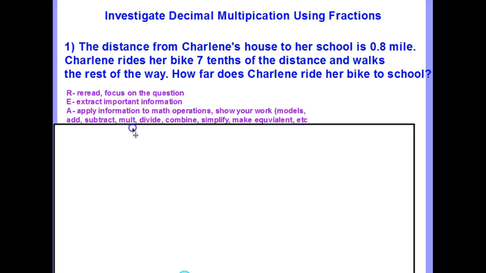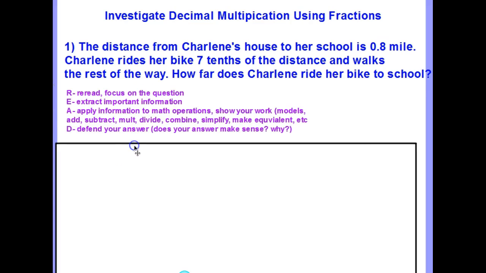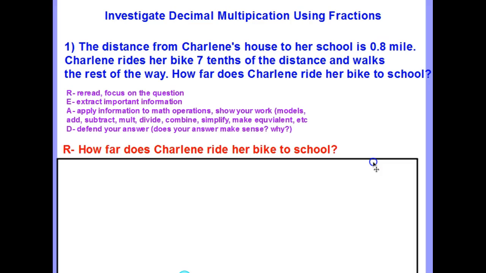If we look at our read strategy, this is already in your journal, by the way. We have talked about how to incorporate this into our problems. And so the first thing that we're doing is focusing on the question. So you reread it to yourself and focus on this question.